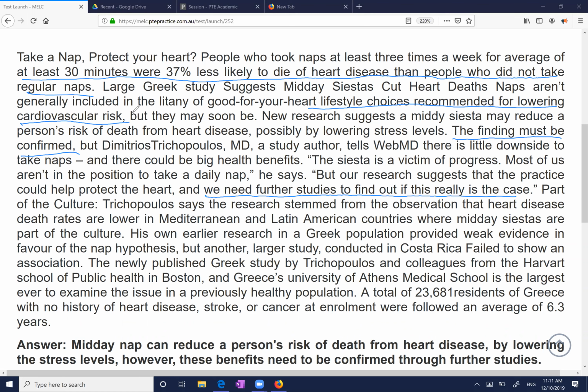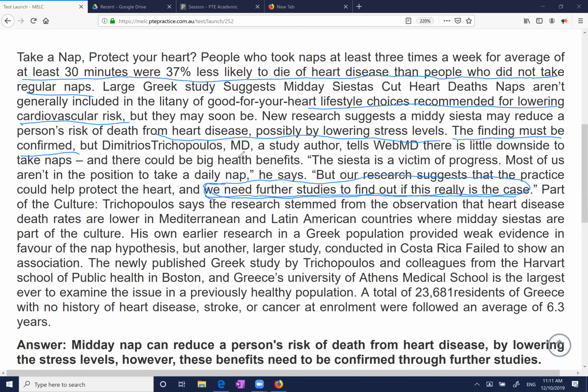Taman, your answer? Taking a midday nap helps in preventing heart diseases, but it has mixed results while doing research among populations of different countries. So what is missing from your answer? We need further study to find out if this really is the case. So you've written a 7.5 band answer. For 8, we need to pick all the main ideas.